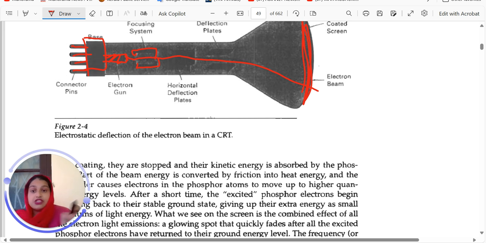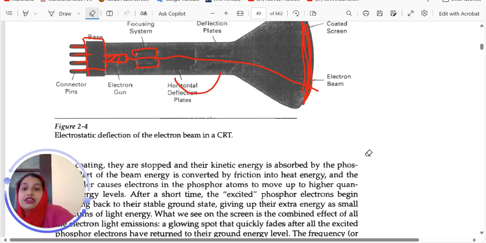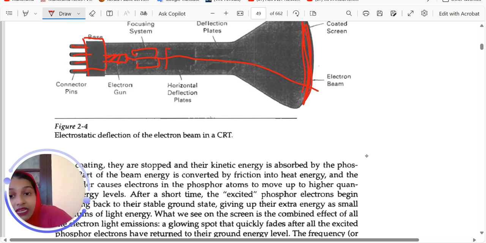But when it comes to the deflection system, you can see that the bulge for the deflection system is not there in this case. Instead, we have a horizontal deflection plate and a vertical deflection plate. This is the horizontal deflection plate and this is the vertical deflection plate.